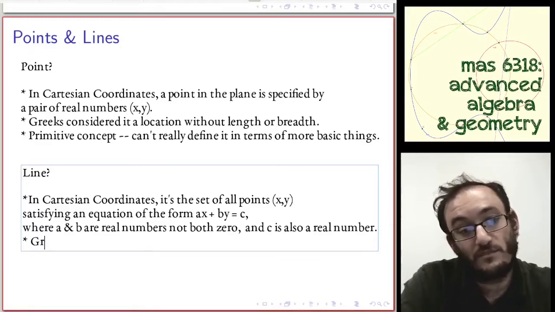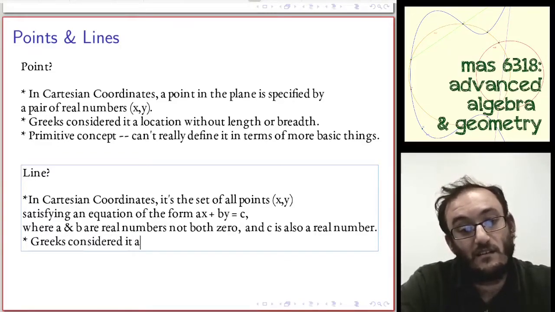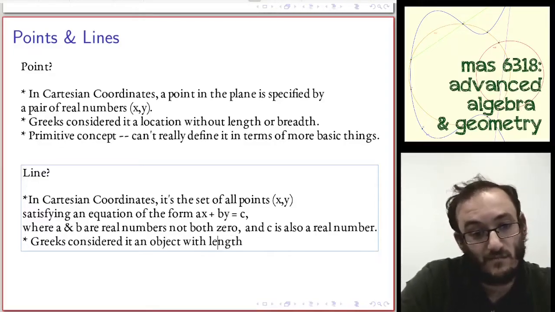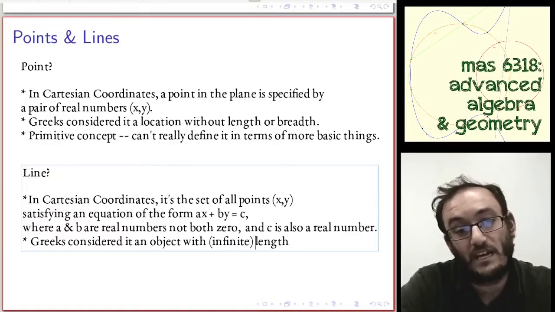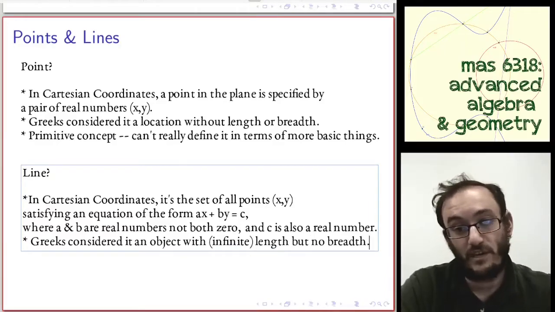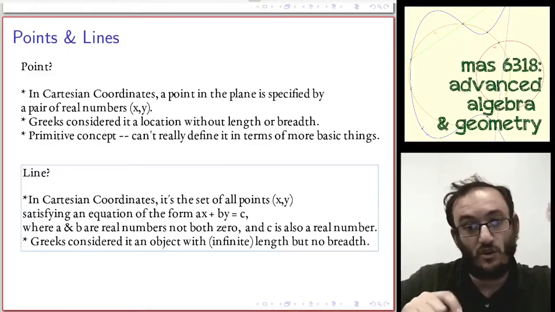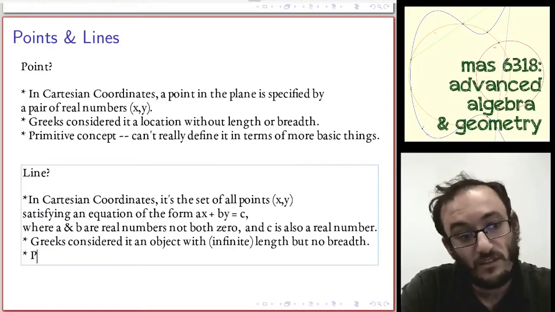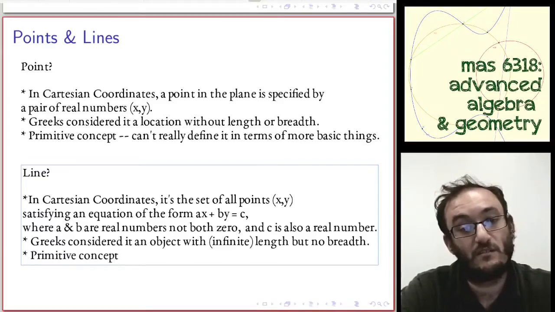But similarly to this, the Greeks considered a line an object with length. And in general, since we're talking about lines, this is infinite length, but no breadth. So there's no second dimension there, it's all one dimension. And similarly, this is a primitive concept.